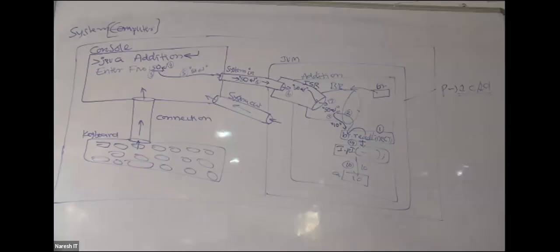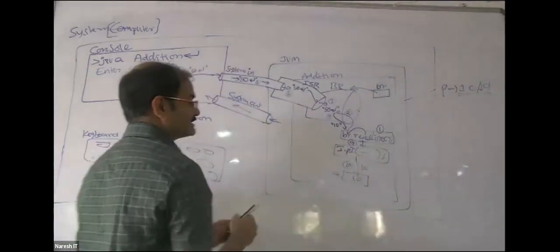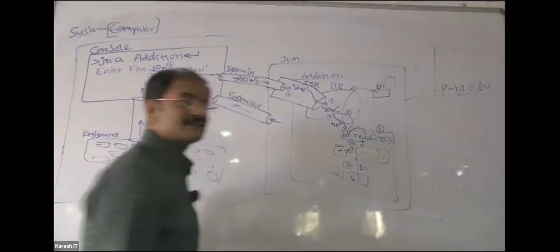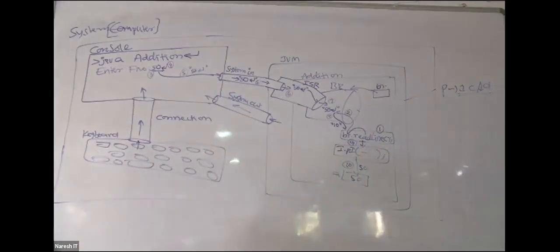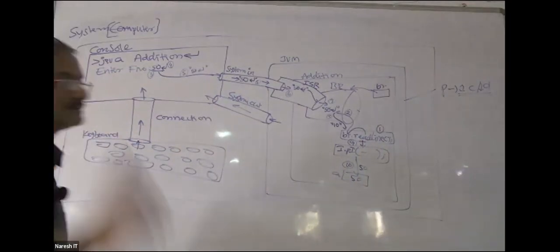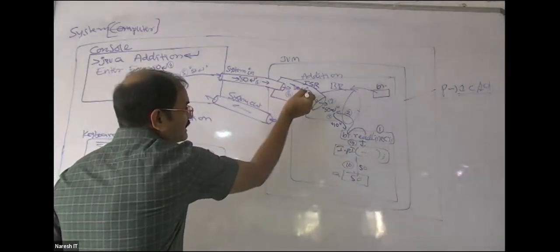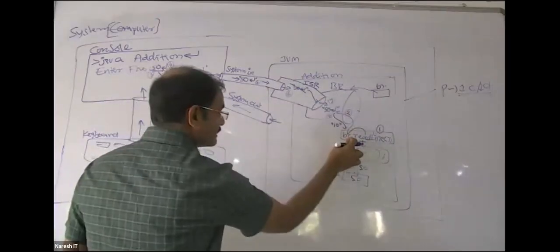Day by day you are forgetting things. Come back now. Step number 10: the value 50 comes and is stored in the variable. Everyone understand? Now the question: after reading this 50, is this 50 still there in the buffer reader or removed? Removed.